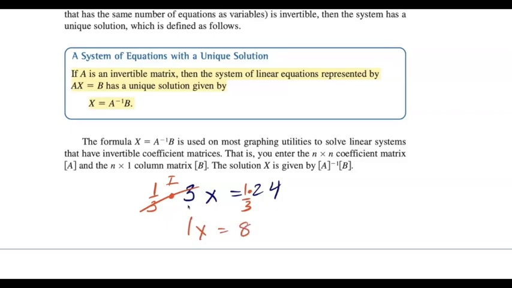We're going to do the same thing for matrices. I'm going to give you matrix A times matrix X equals B. And what we're going to do is find the inverse of A, and multiply both sides by the inverse of A. It has to be on the left side, though. Matrix multiplication is not commutative.